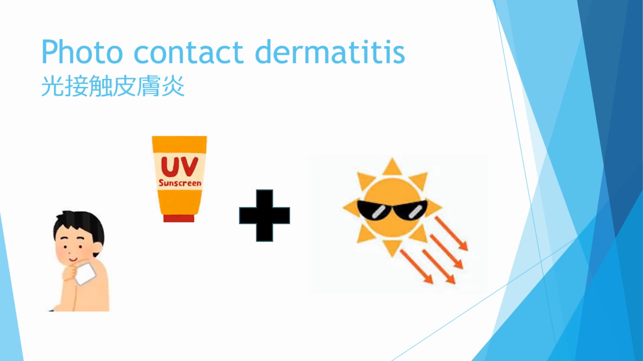The third, photocontact dermatitis. Symptoms do not occur when the antigen such as sunscreen and perfume comes into contact with the skin. But inflammation or rash occurs when the area is exposed to sunlight or ultraviolet light.